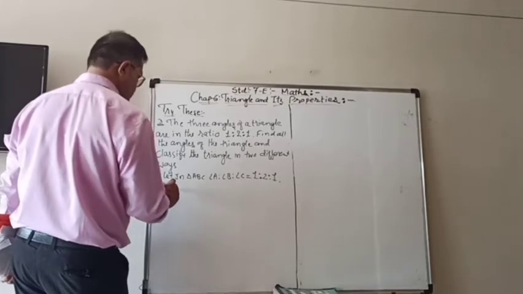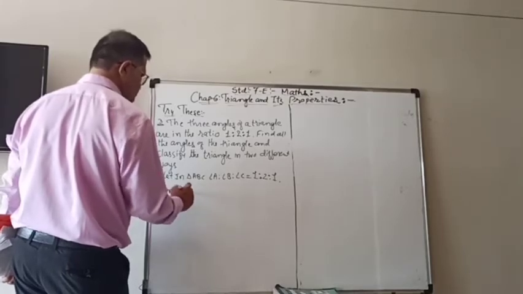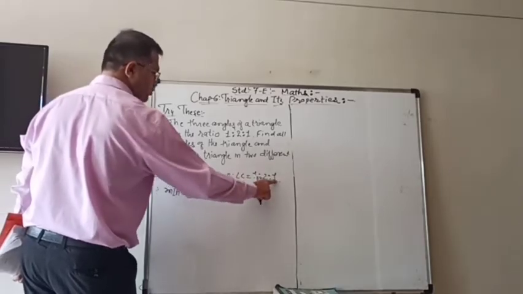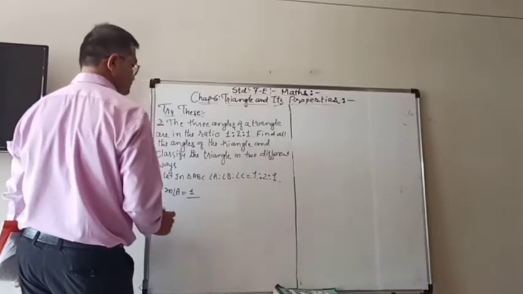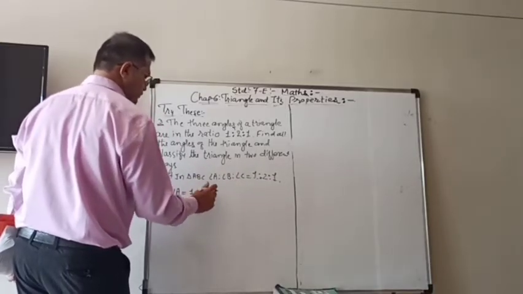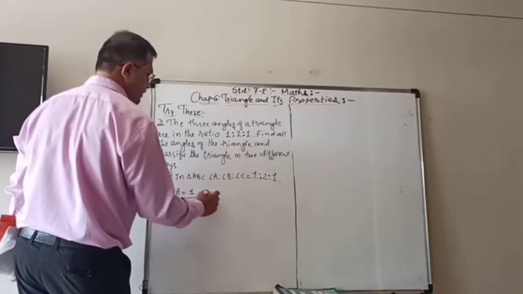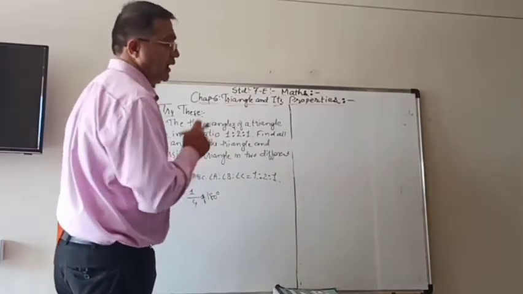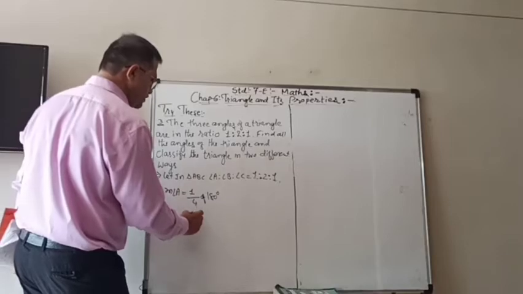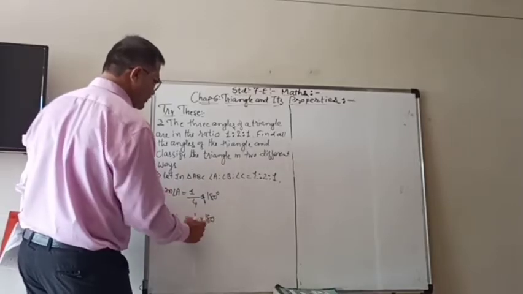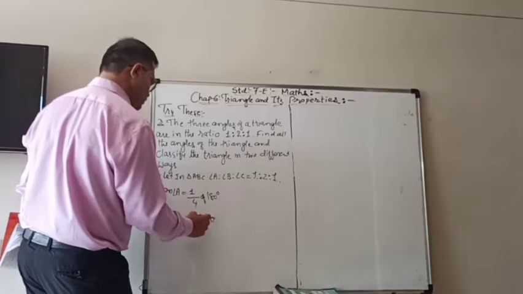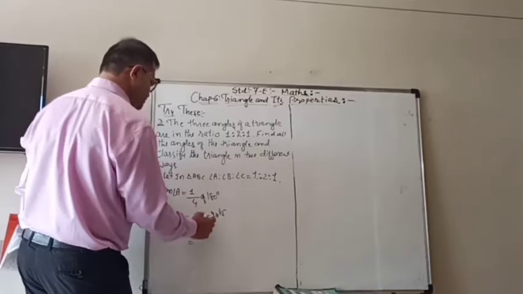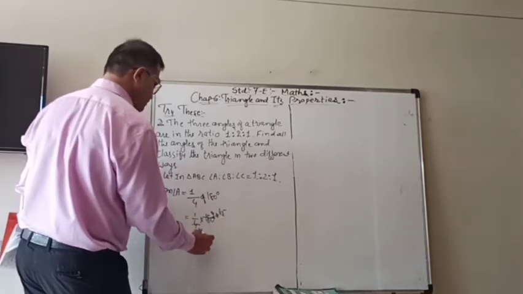So therefore, measure of angle A, we know that it is one part out of how many total parts? 2 plus 1 plus 1, 4, and it is 1/4 of 180 degree, because the total is 180 degree according to the angle sum property. So it is 1/4 multiplied by 180. Now 2 fours are 8 and 45 twos are 90, so it is equal to 45 degree.